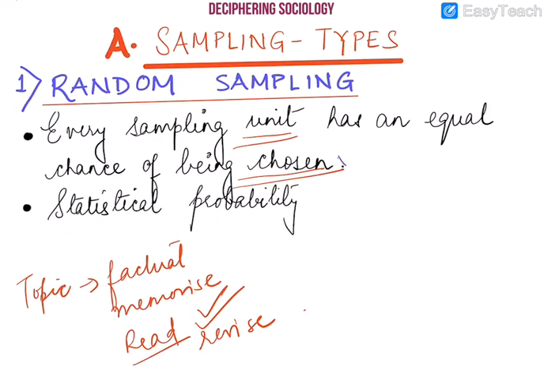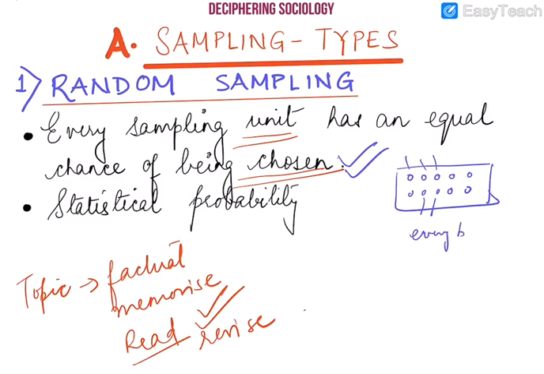That same random sample is seen here. For example, there are 10 balls. I can choose any one. It does not matter. I can choose this one, this one, this one. I have to choose 5 balls. So every ball is same for me, and I can choose any ball. I am not biased towards any particular ball or any particular sampling unit. Then that sample which will be chosen will be known as random sample.